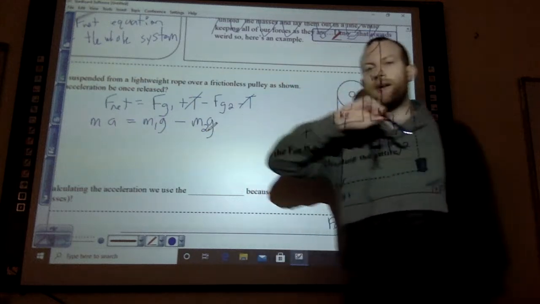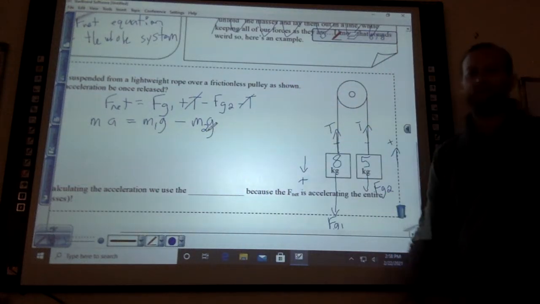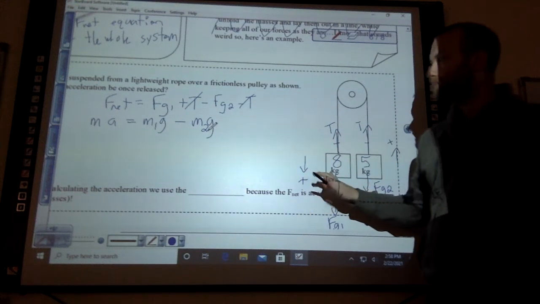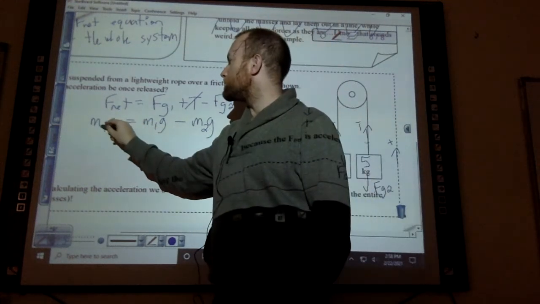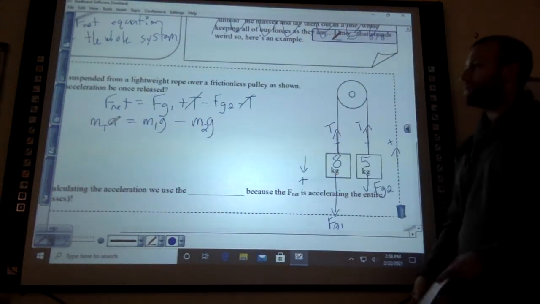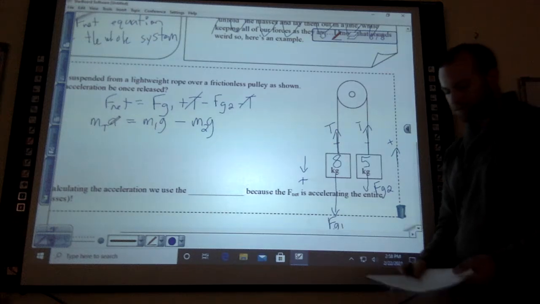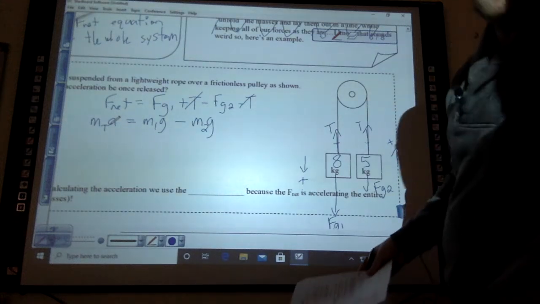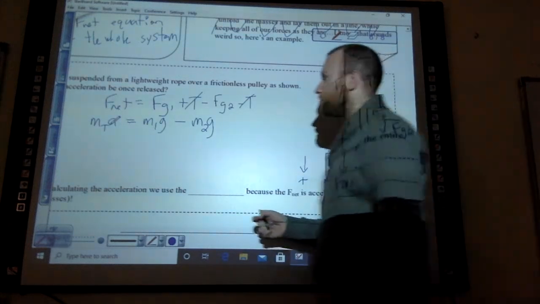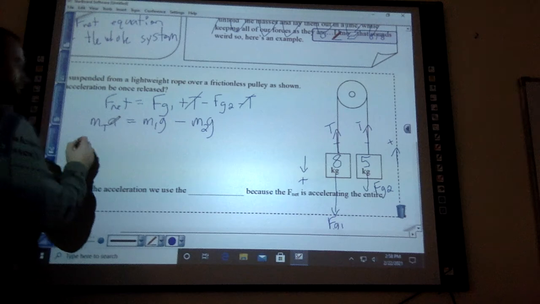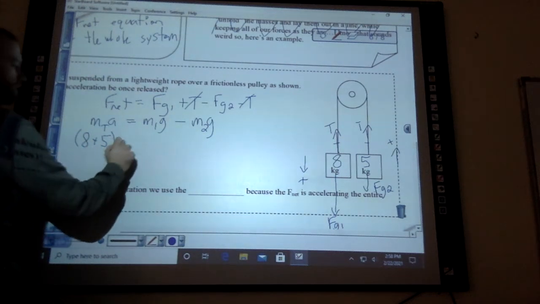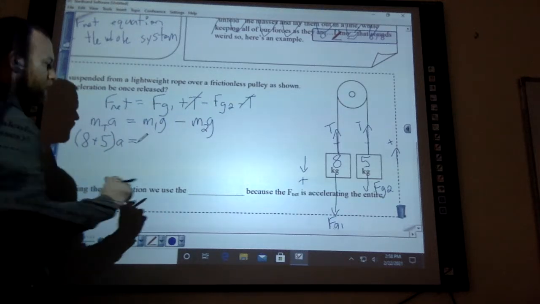But if I'm looking at F net, I'm looking at the net force for this whole system. So if I'm looking for the F net for the whole system, I need what is the mass for the whole system. So this is the total mass. What is the total mass that I have in this situation? So as we go about solving this, let's take a look here. Now I can plug in numbers. My total mass, you can figure this out, is 8 plus 5, just adding the two masses together.